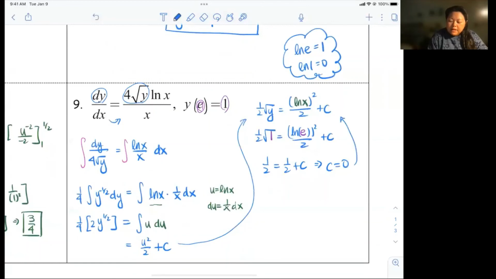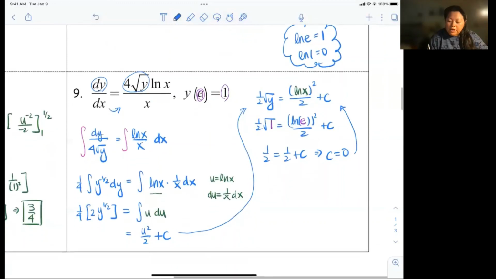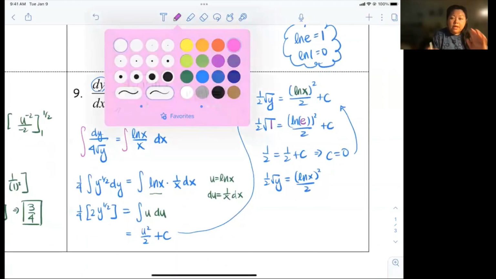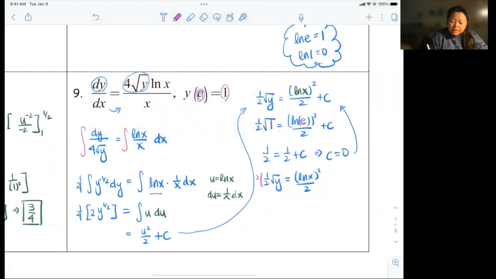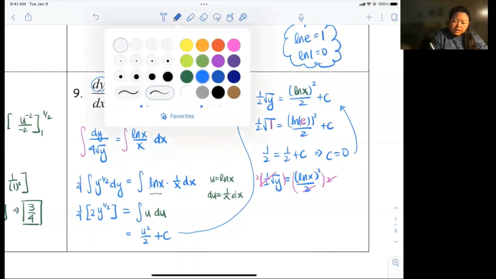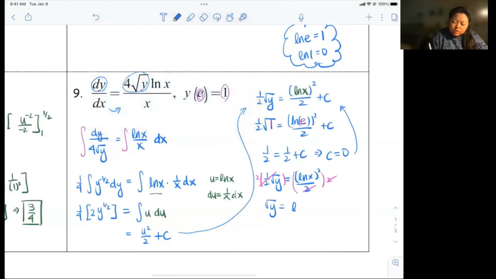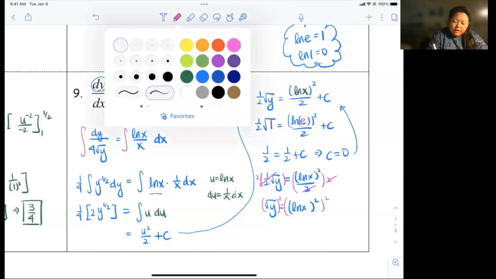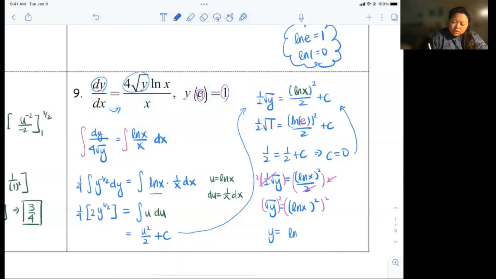I got to plug that back in here to solve for y, because I'm trying to solve for the initial value equation. I want the equation. So 1/2 square root of y equals natural log of x squared over 2. Okay, I'm almost there. I want to get y by itself. Multiply both sides by 2, so that way I can get rid of the fractions here nicely. And I have root y equals natural log of x squared. So naturally, to get y by itself, you square both sides. So your final answer would be y equals natural log of x to the 4th power.